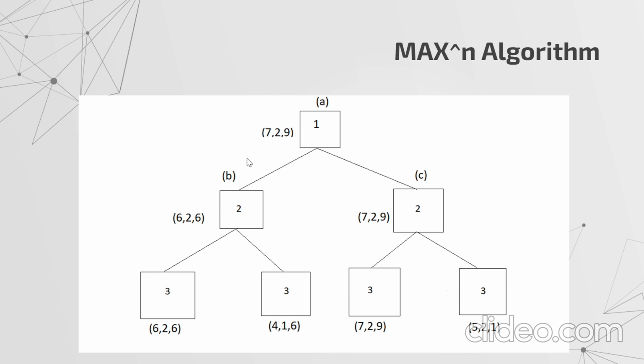In nodes B and C, player 2 is to move, and player 2 has the choice between 6-2-6 and 4-1-6. So in node B, it chooses 6-2-6 to maximize its own score. In node C, both options are equally good for player 2. In this example, the left child is chosen and node C gets value 7-2-9. Player 1 now prefers node C over node B because it gives a higher score for player 1.